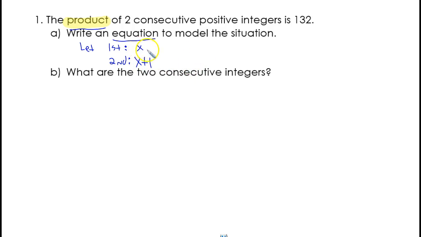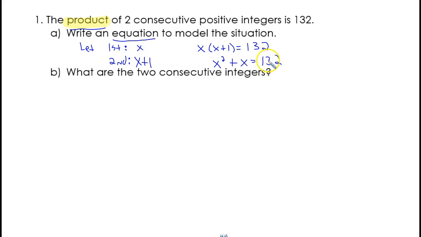So we have these two expressions here. One stands for the first integer, the other stands for the second, and we need to find the product of them. So we're just going to multiply them together. x times x plus 1. And we know that when we multiply them together, we get 132. Now let's clean up our equation a little bit by multiplying x times x and x times 1. We get x squared plus x equals 132. All right, well, that is an equation.